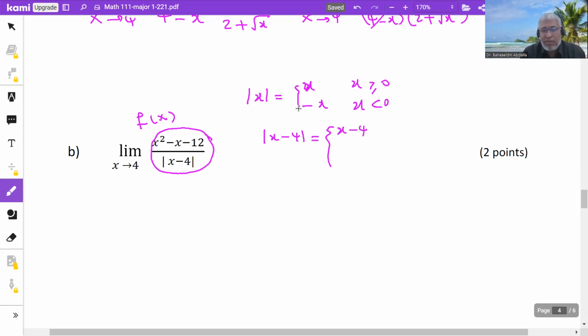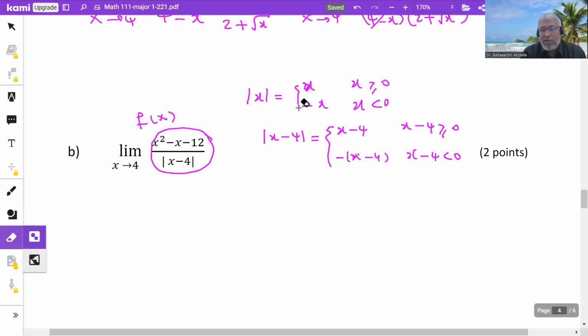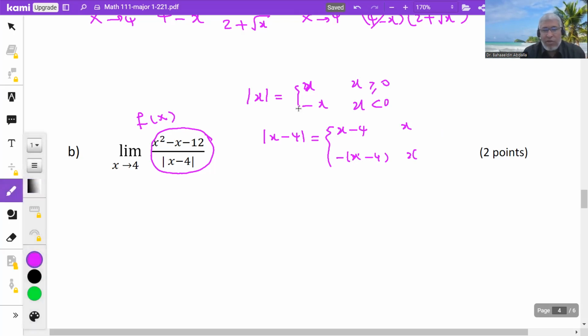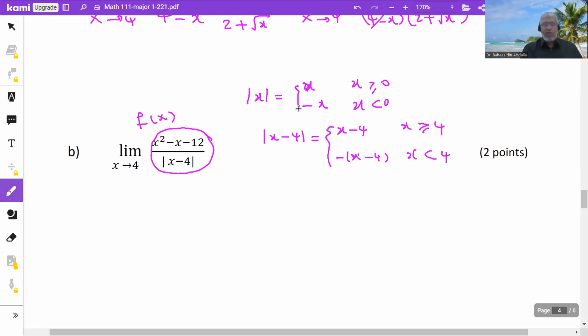So here I'll have x minus 4, here negative of x minus 4, and here x minus 4 is greater than or equal to 0, and here x minus 4 is less than 0. But solving this inequality, I can take 4 to the other side. So I will have the definition. This would be when x is greater than or equal to 4, and here when x is less than 4. So this is the definition of the absolute value.